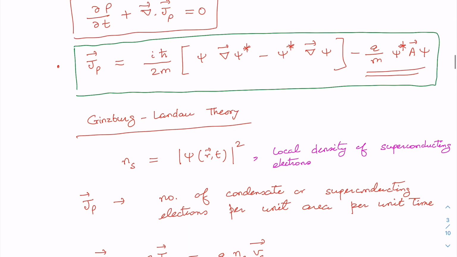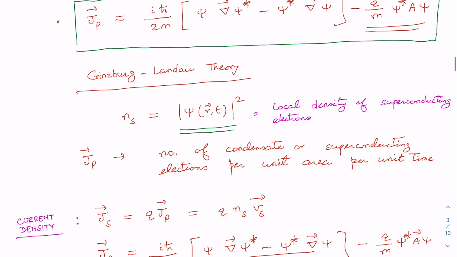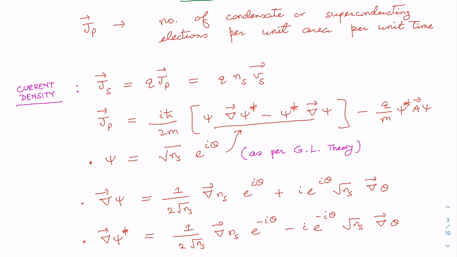Now, as Ginzburg-Landau theory says, the local density of the superconducting electrons is given by the modulus squared of these many-particle wave functions, where psi 0 refers to the number of condensate or superconducting electrons per unit area per unit time. And from here we can write down the current density. You see, there's a difference between probability current density and current density. Current density one can get just by multiplying by the charge, and it is again related to the velocity of the superconducting electrons and the local density of the superconducting electrons.